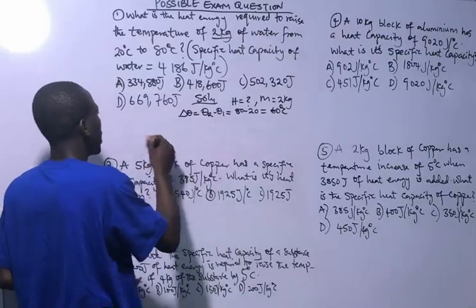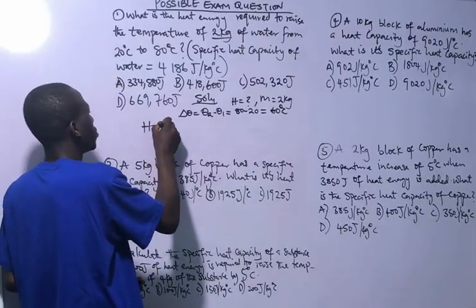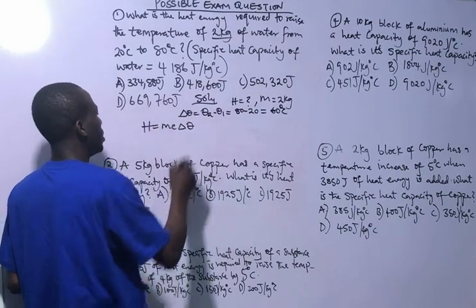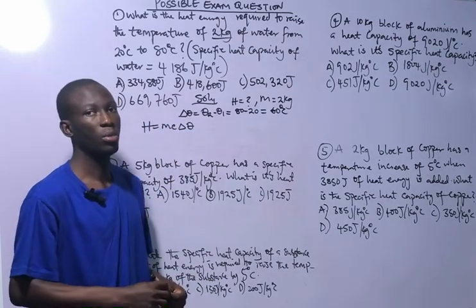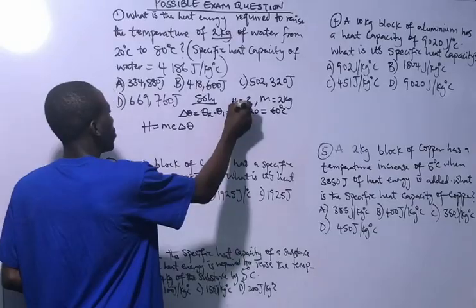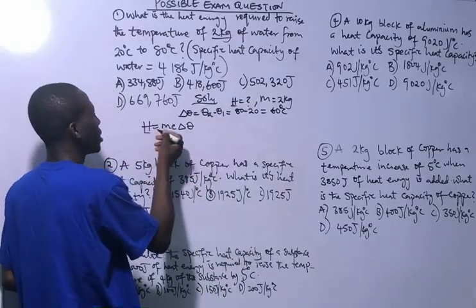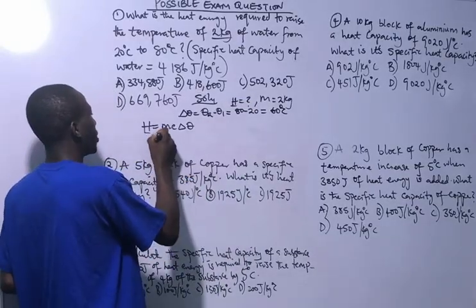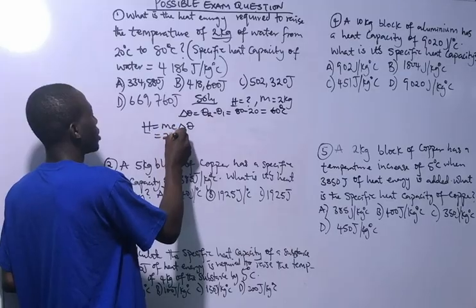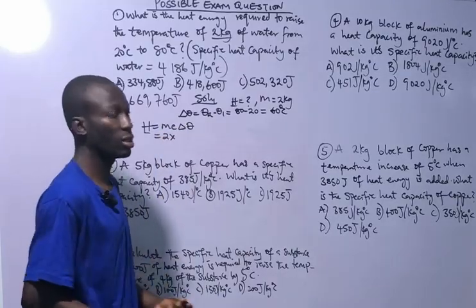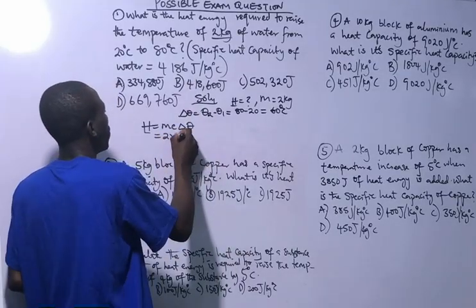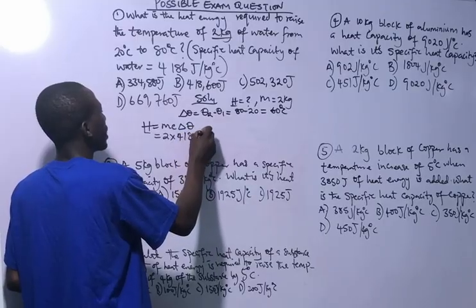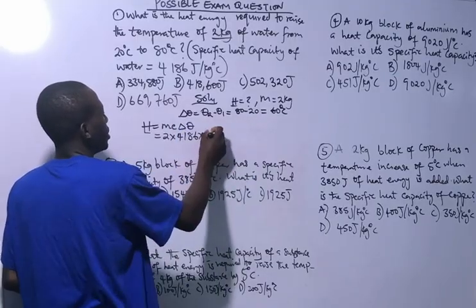So what's the formula that will connect this? We have H equal to mc delta theta. Now we input the given values. We're asked to find the heat, and H stands for the heat. So we have mass given as 2, times C, that's the specific heat capacity, 4186, times delta theta, which is 60.